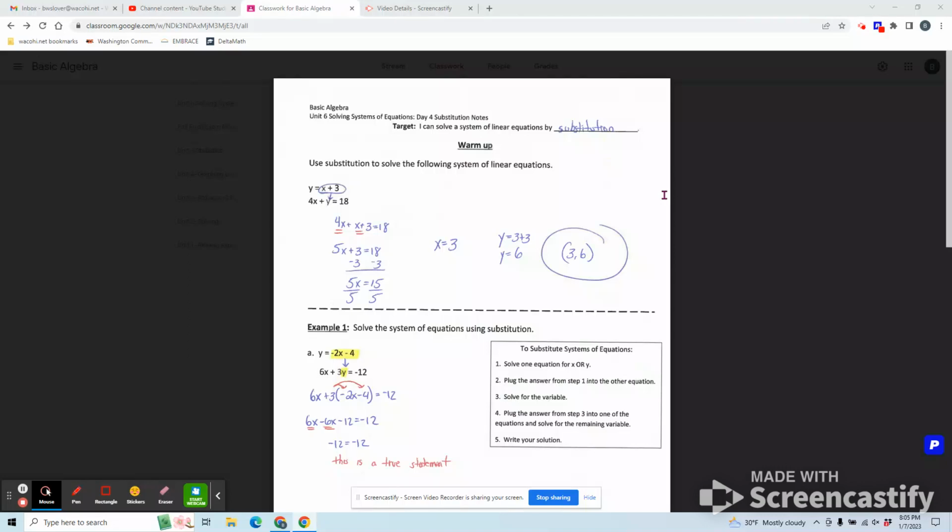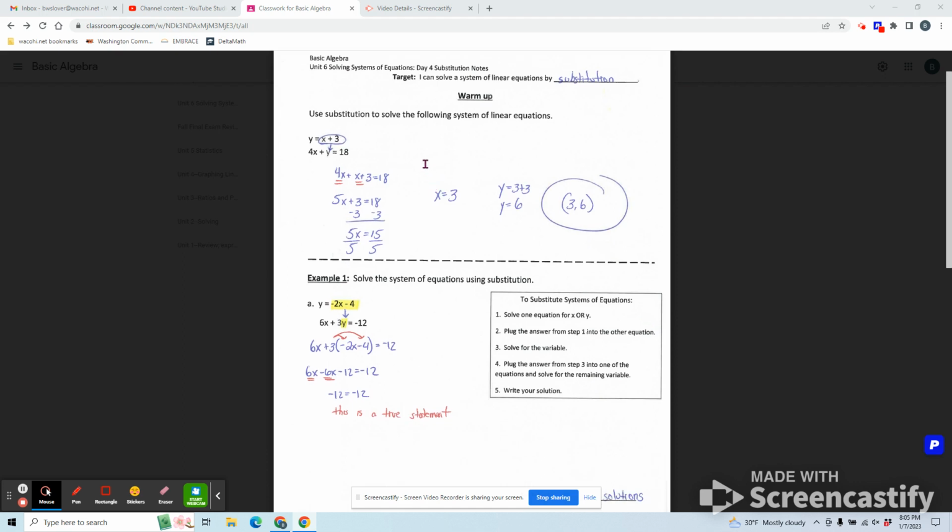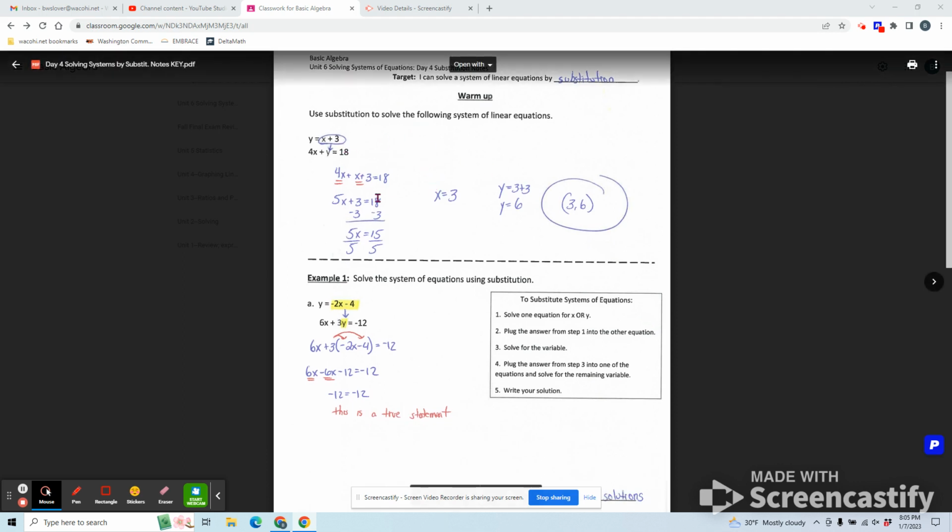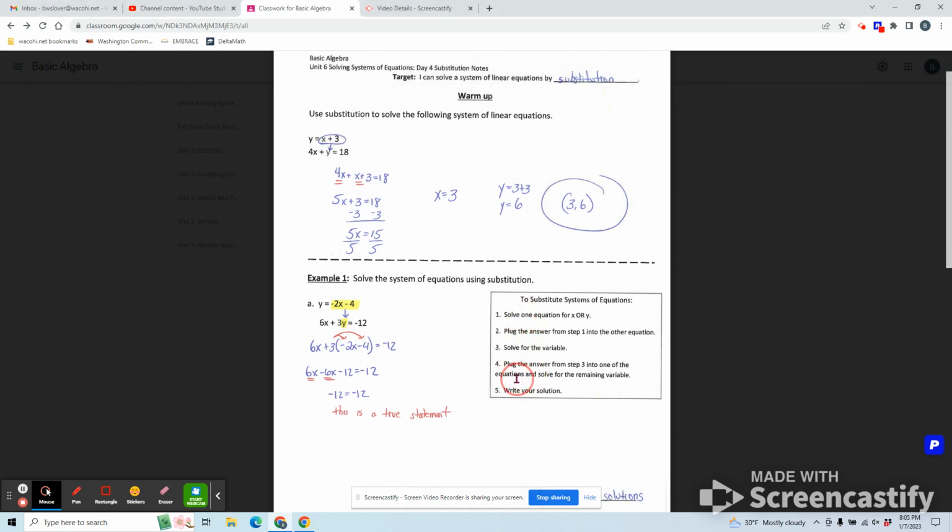Slover's Math. Today we're doing solving systems of equations by substitution again, but this time we're going to get special answers, meaning it won't just be one solution. So our warm-up is just practicing using substitution to solve the following systems of linear equations. So this is what we talked about yesterday. There were 5 steps, and if need be, it's not on the warm-up, but you can just look right down here for those 5 steps to remind you on what you need to do.